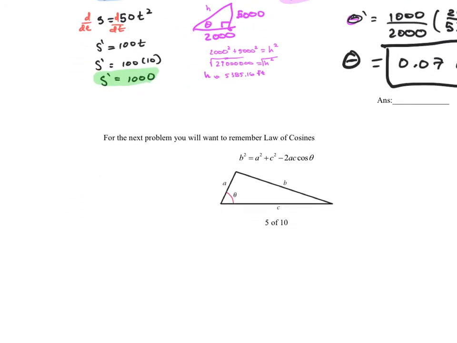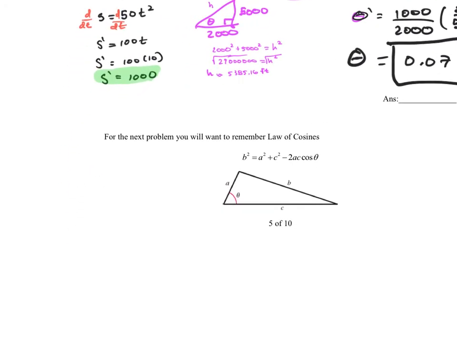Okay. So this says for the next problem, you will want to remember law of cosines. So what was law of cosines? The idea was Pythagorean theorem only works for right triangles. So what happens if it's not a right triangle? Well, that's where you came up with law of sines and law of cosines. So on this one right here, we're going to be using law of cosines, which is the side b squared equals, that's the long side, right, a squared plus c squared, the sum of the short sides, but then you need to subtract off twice the a times c times the cosine of theta. So that is the law of cosines.